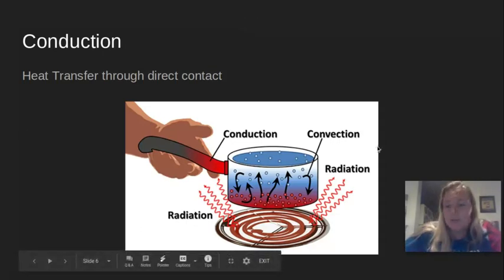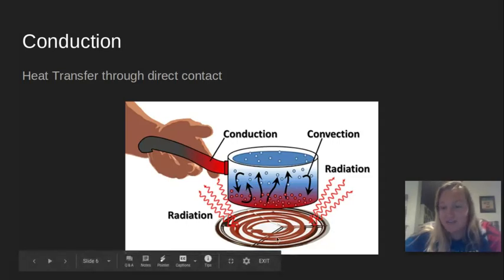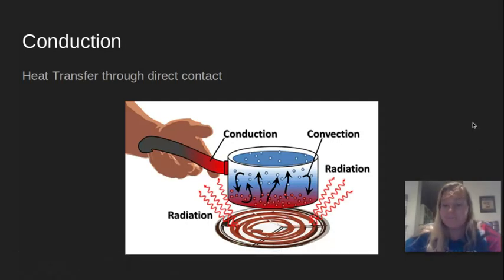So there are 2 examples of conduction in this picture. So right here, that hand getting burnt on that hot handle, that's an example of conduction. And also, if you were to set down this pot on this hot burner to have direct contact, there would be conduction between that burner and the bottom of the pot. So 2 objects in direct contact, that's conduction.